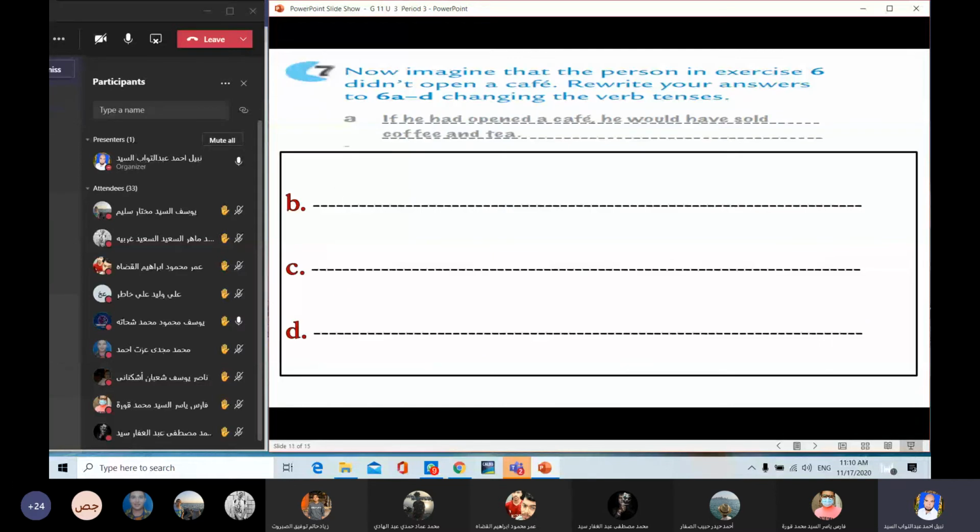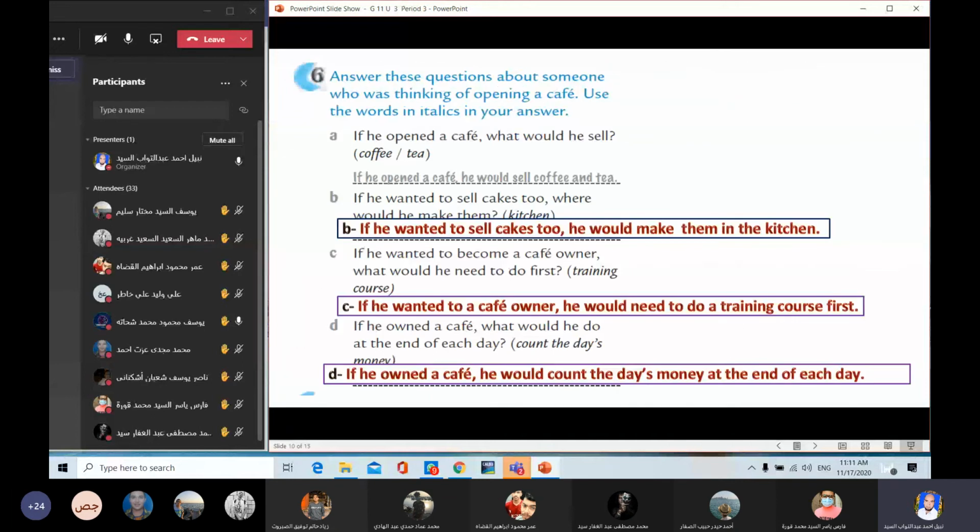So we are using what? The third conditional: past perfect, had or hadn't plus past participle, and in the main clause would have plus past participle or wouldn't have plus past participle. Example A. If he had opened a cafe, he would have sold coffee and tea. Thank you. Okay, B. Change the second sentence from second conditional into third conditional.